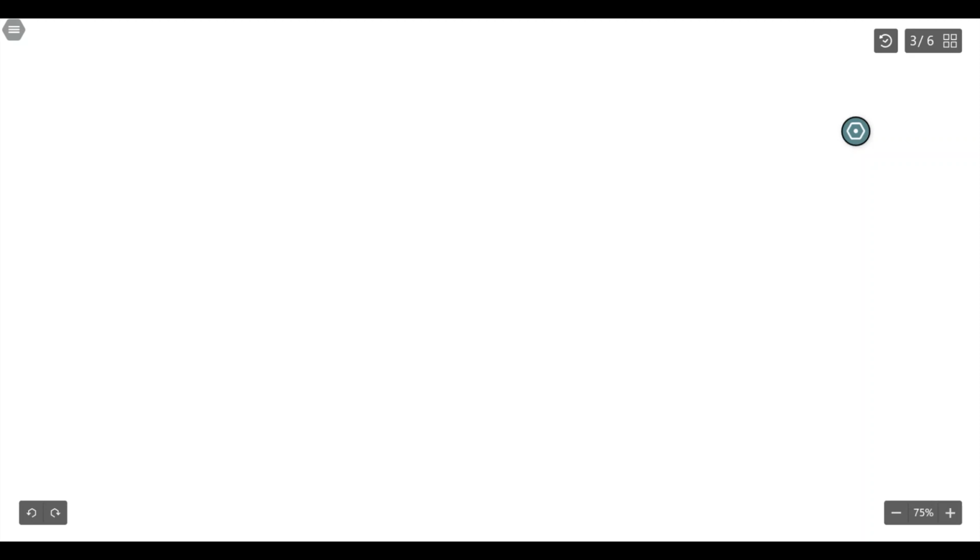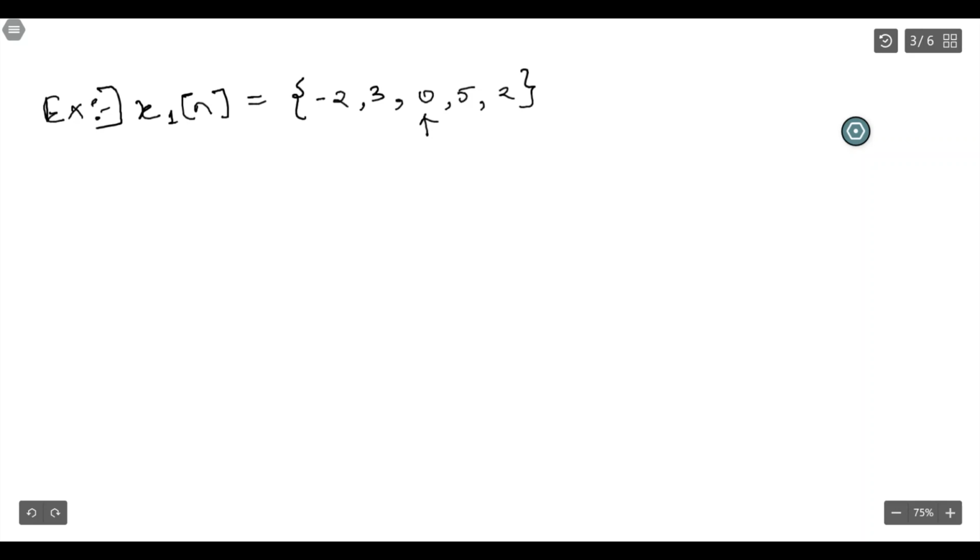The process of adding two signals. Suppose we have an example where x1 of n is given as minus 2, 3, 0, 5, 2, where we have 0 as the origin, and x2 of n is given as 1, 2, 3. So these are the two signals. Okay, so when we add these two signals, let's see what we get.